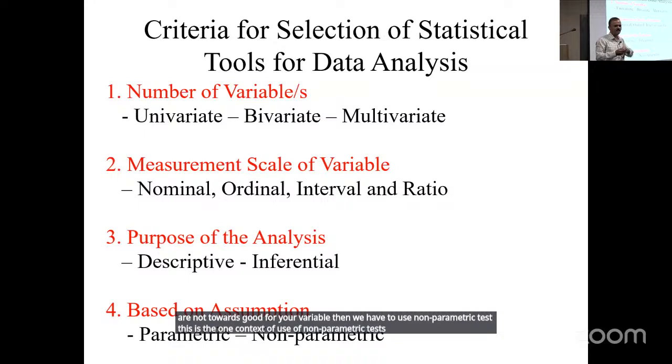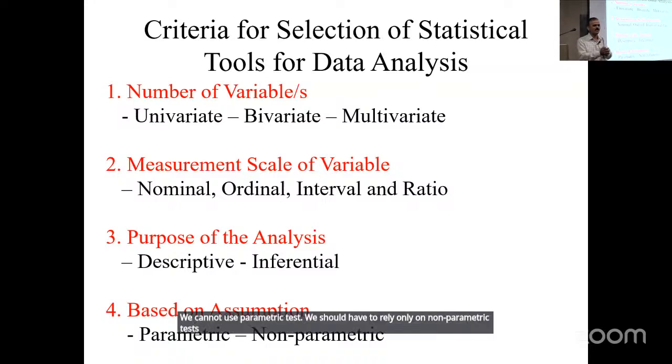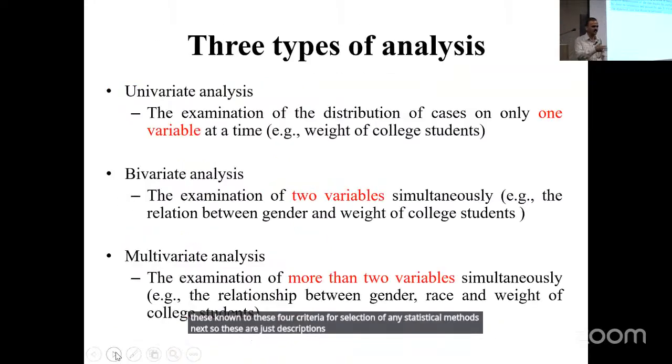The second one is, if your variables are nominal variables or ordinal variables, in case of ordinal and nominal variables, we cannot use parametric tests. We have to rely only on non-parametric tests. That's why every researcher must be aware of these four criteria for selection of any statistical method.